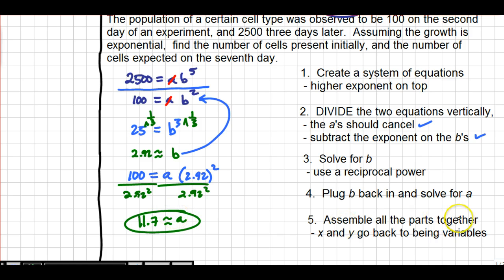Now assemble all the parts, the A and the B, and your X and Y go back to being variables. So your final answer is Y equals the 11.7 that I just got for A, times the 2.92 that I got for B, raised to the X. So that's my model. I found A, I found B.